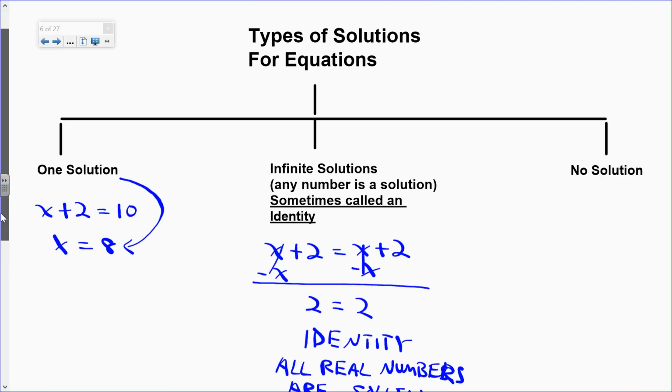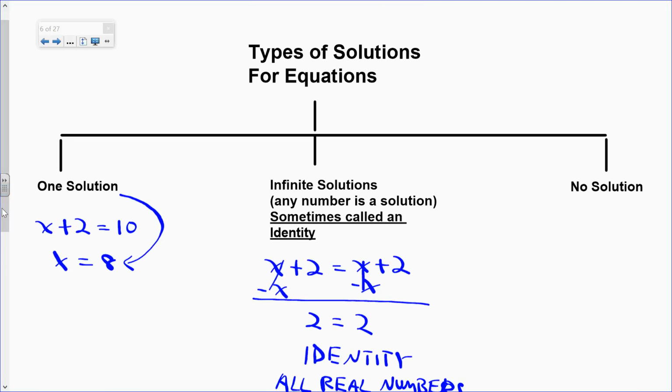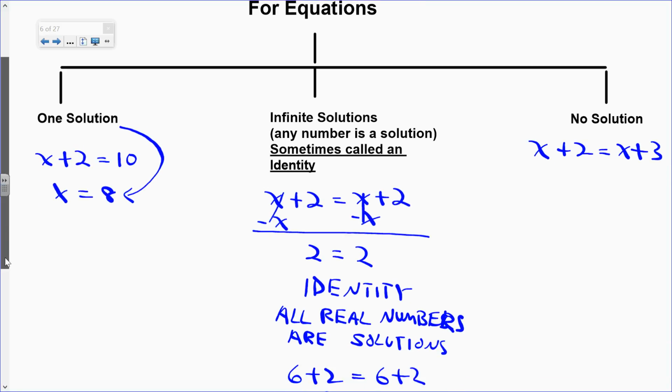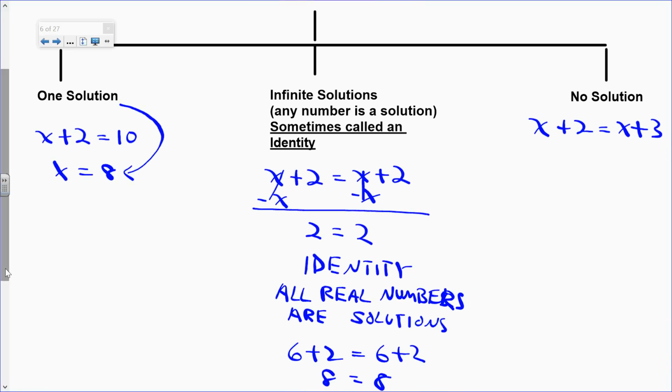So, look at the title of our tree map, types of solutions. Equations with one solution, equations with infinite solutions, called an identity. And how about an equation with no solution? Watch this. Let me give you an example. x plus 2 equals x plus 3. Write that down. x plus 2 equals x plus 3.